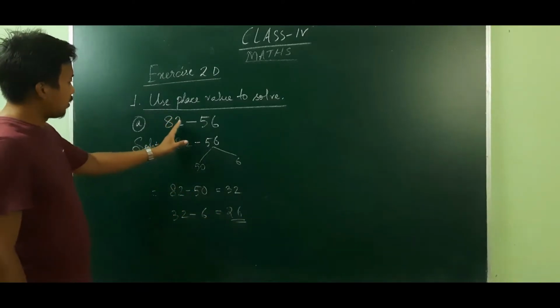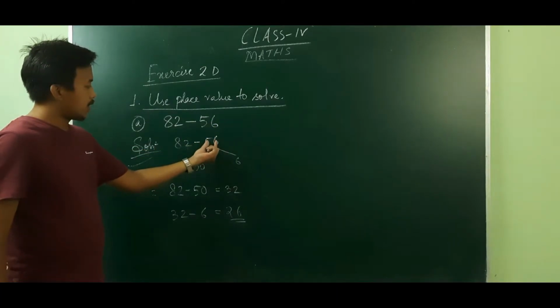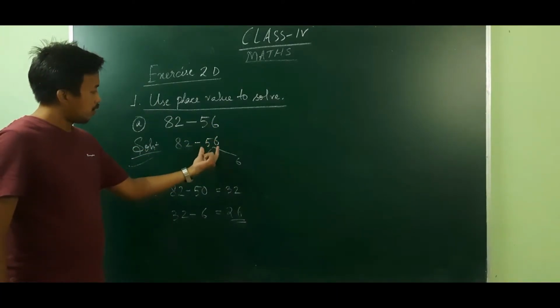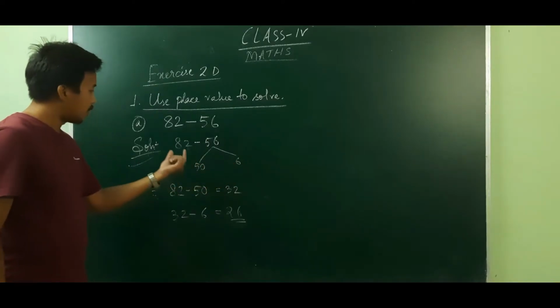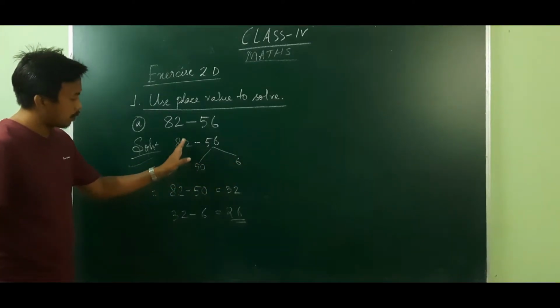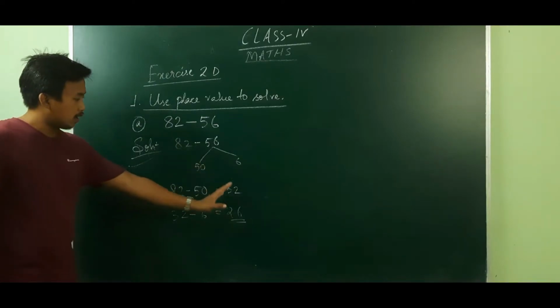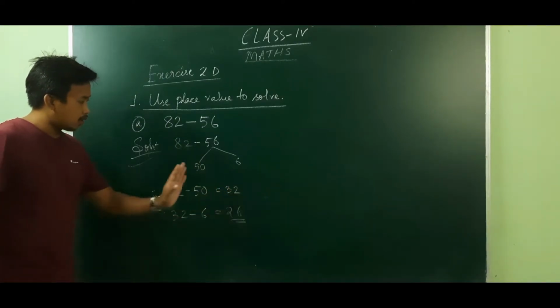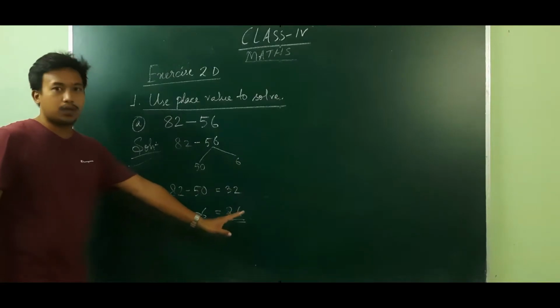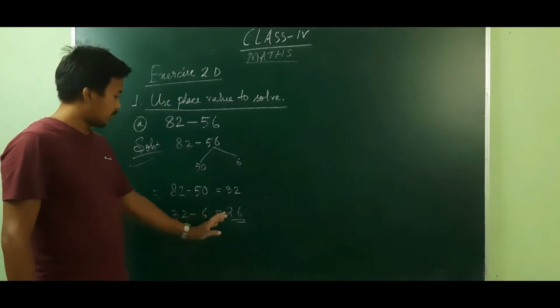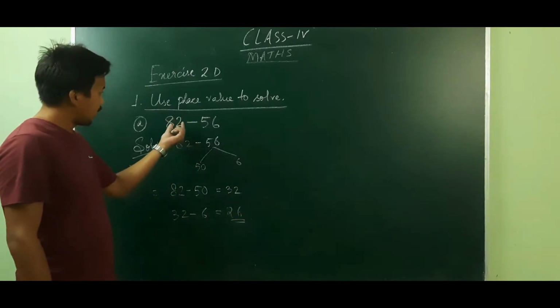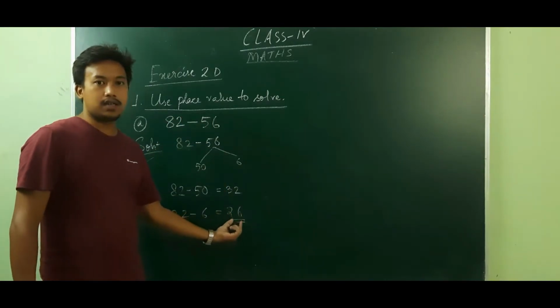Again, 82 minus 56. 56 can be broken down into two parts, that is 50 and 6. Now first of all, you have to subtract 50 from 82. That is 82 minus 50, 32. Again from this 32, you have to subtract this 6. That is 26. So 32 minus 6 becomes 26. That means 82 minus 56, the answer is 26. Okay.